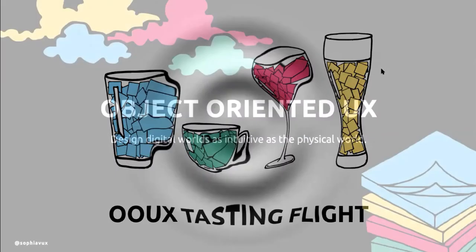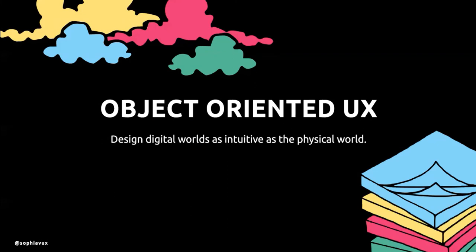Okay, so object-oriented UX. This is all about designing our digital worlds to be as intuitive as the physical world, or as intuitive as possible, as close as we can get. Because our brains evolved in the physical world. Our brains did not evolve in digital worlds. And because the way that our perception works is all very object-oriented, the way that we perceive the world is based on that physical world.